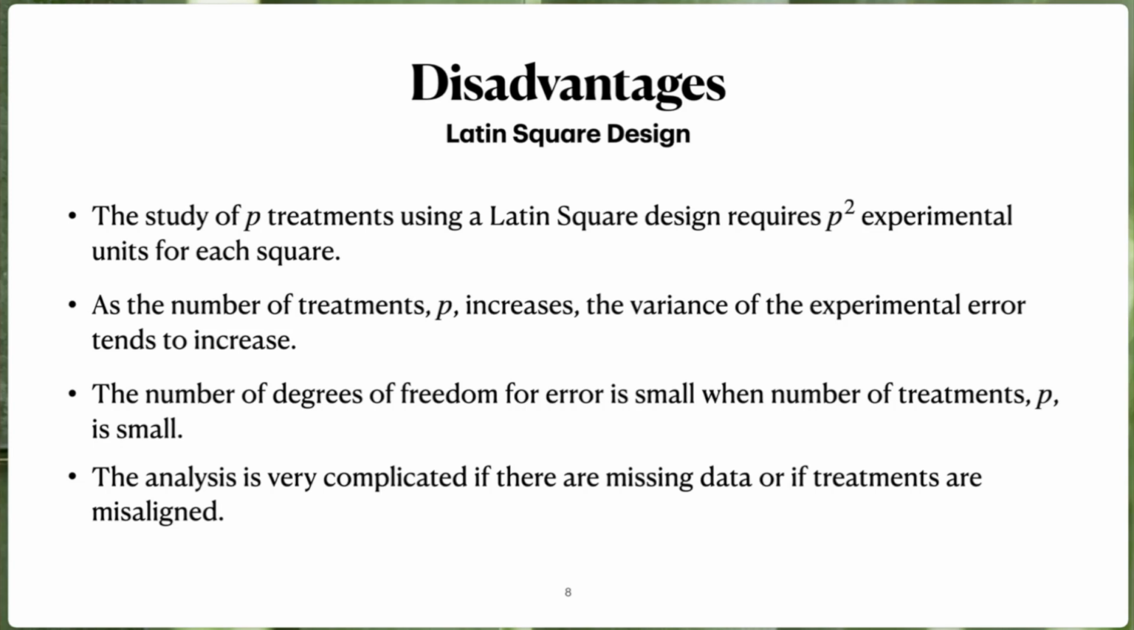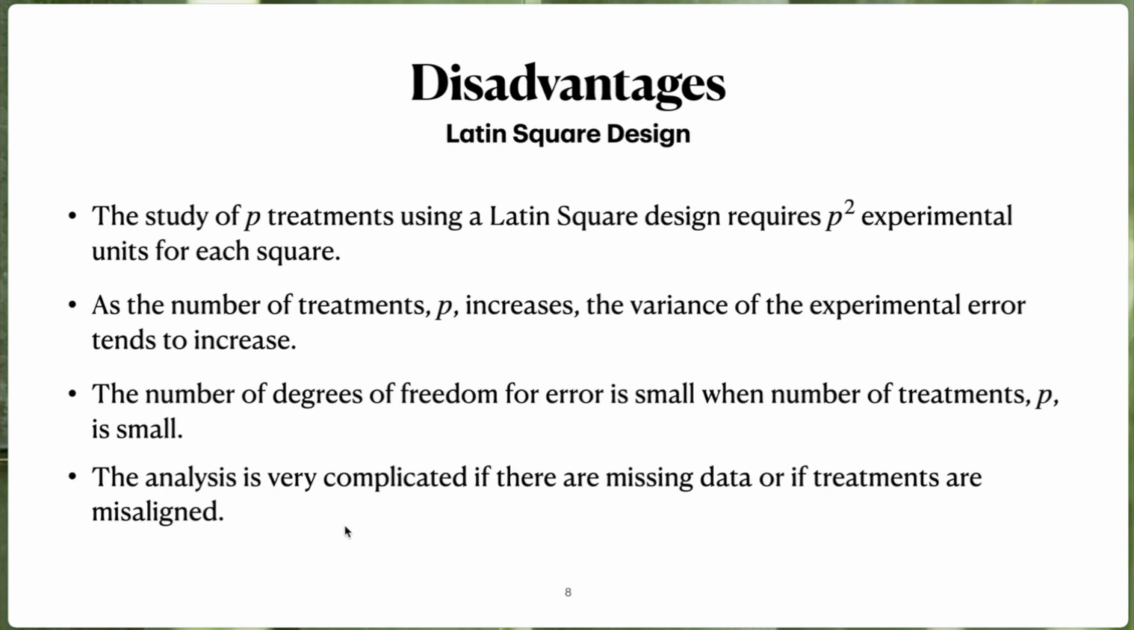Now, one other advantage or disadvantage is that the number of degrees of freedom for error is small when the number of treatments is small. On the other hand, going back to the first, if we have a larger number of treatments, then the number of experimental units gets quite large.